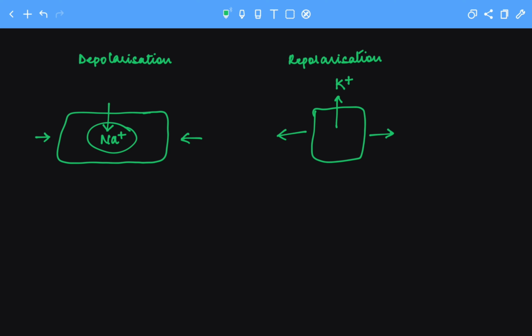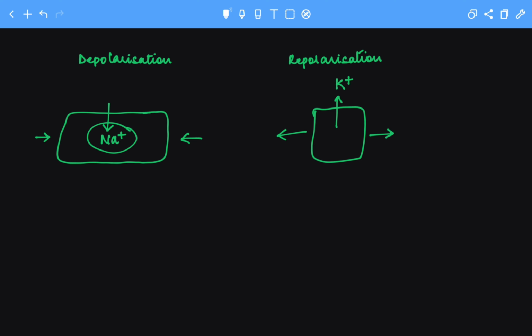Hence, during depolarization, sodium ions will enter within the cell and instruct a normal cell to contract, while during repolarization, in a contracted cell, potassium, which is abundant in a cell, is going to exit the cell to instruct it to relax and come back to its normal form. So, this is depolarization and repolarization.